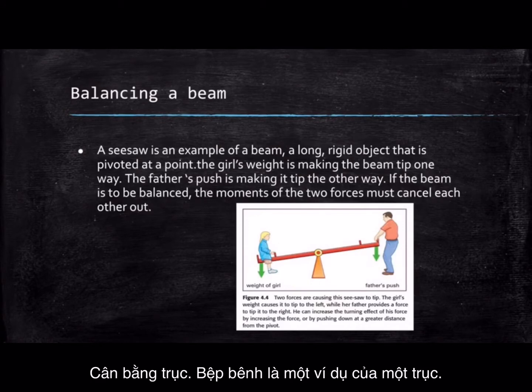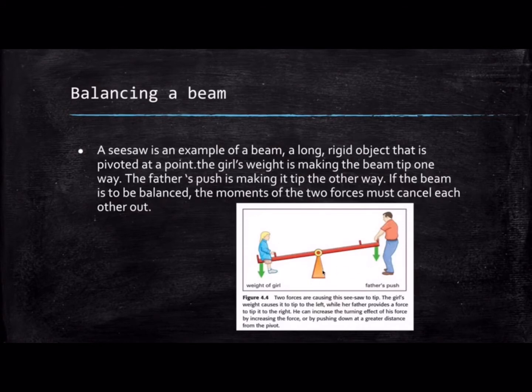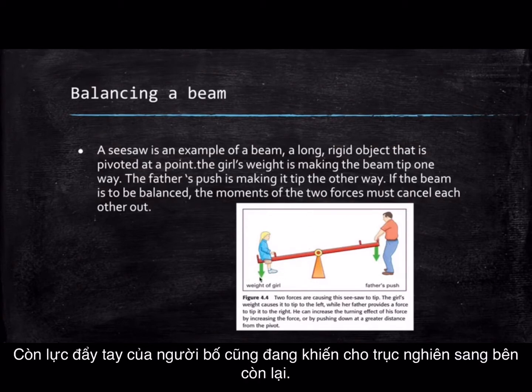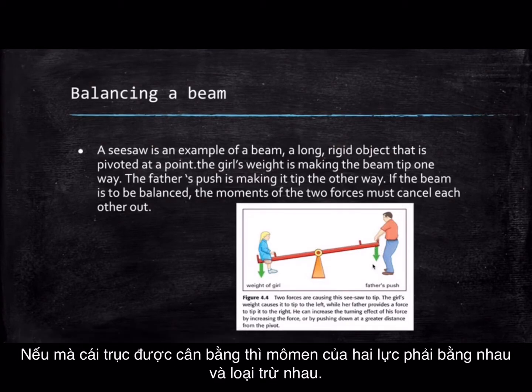Balancing a beam. A seesaw is an example of a beam, a long, rigid object that is pivoted at a point. The girl's weight is making the beam tip one way. The father's push is making it tip the other way. If the beam is to be balanced, the moments of the two forces must cancel each other out.